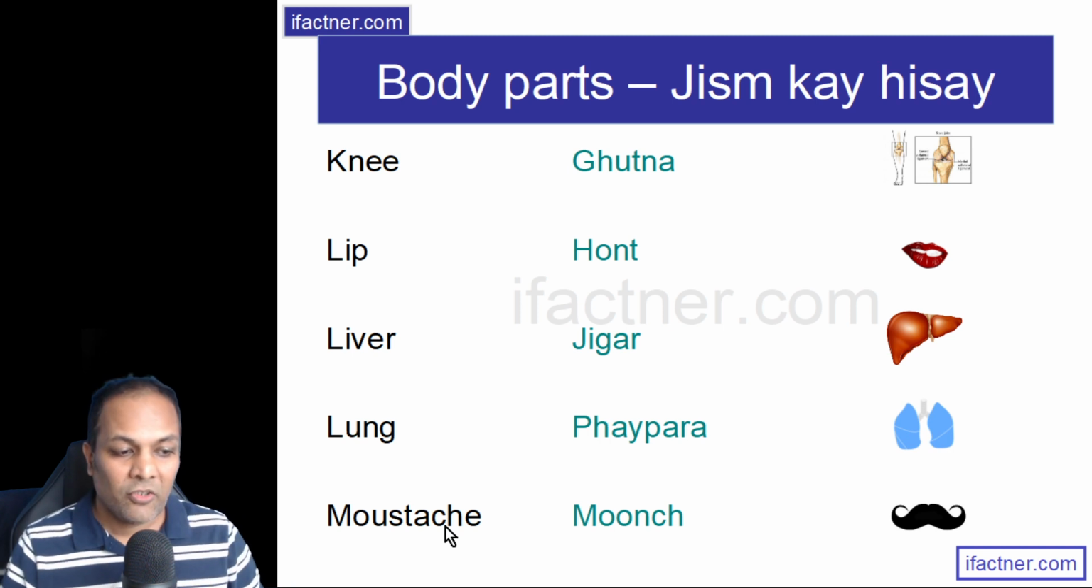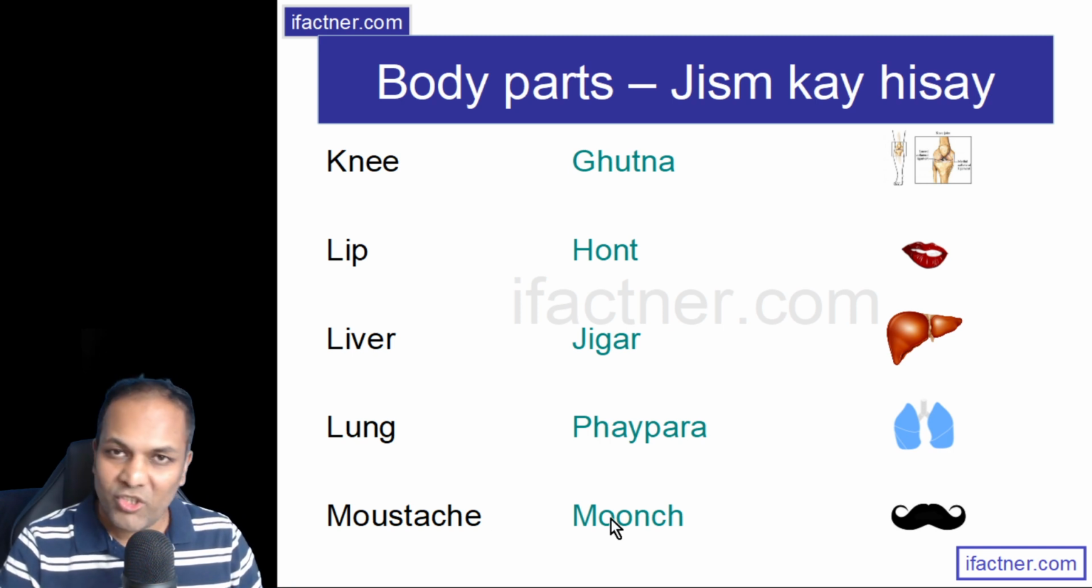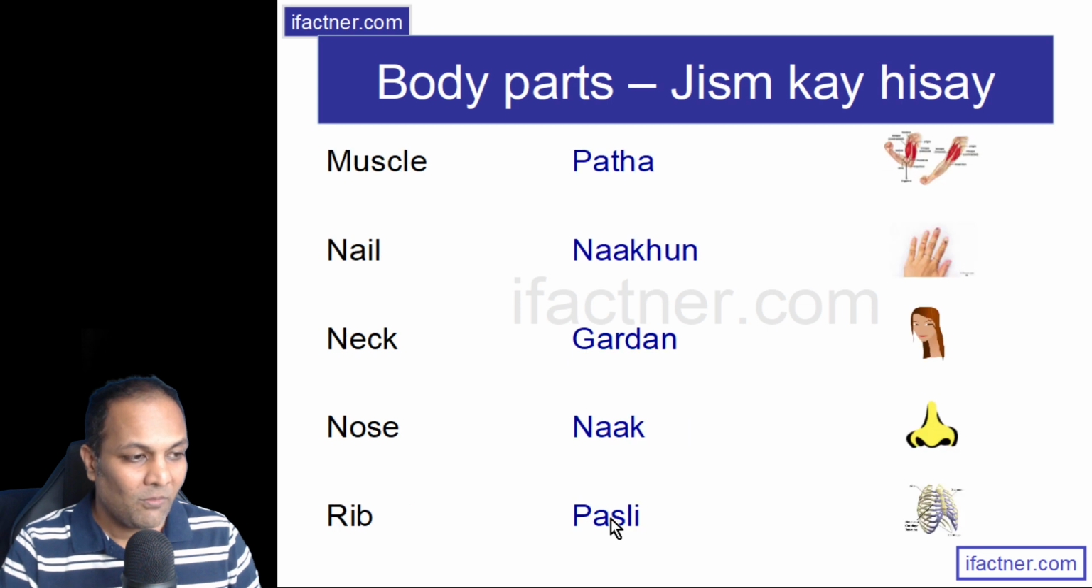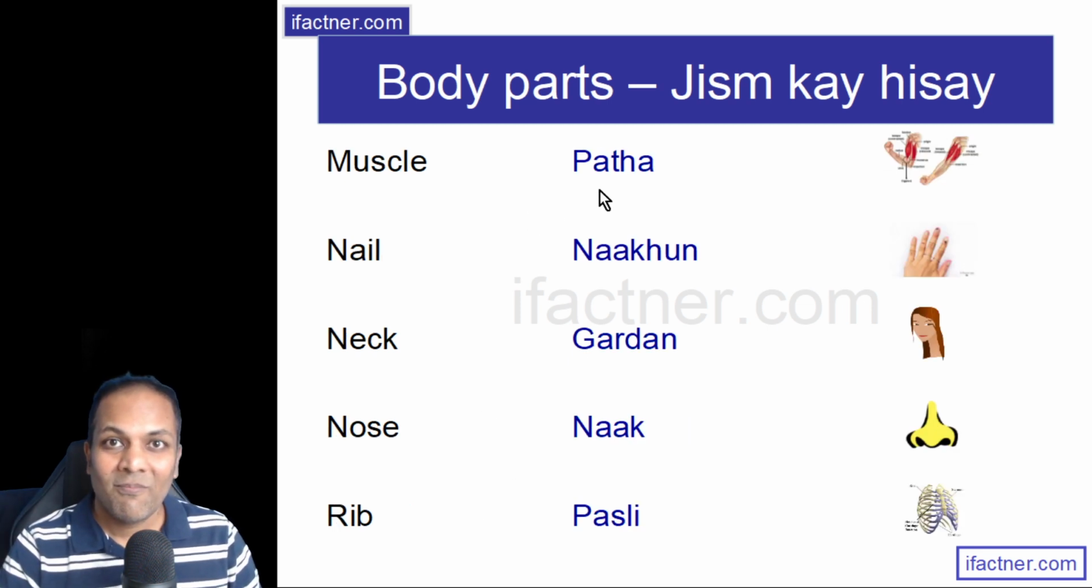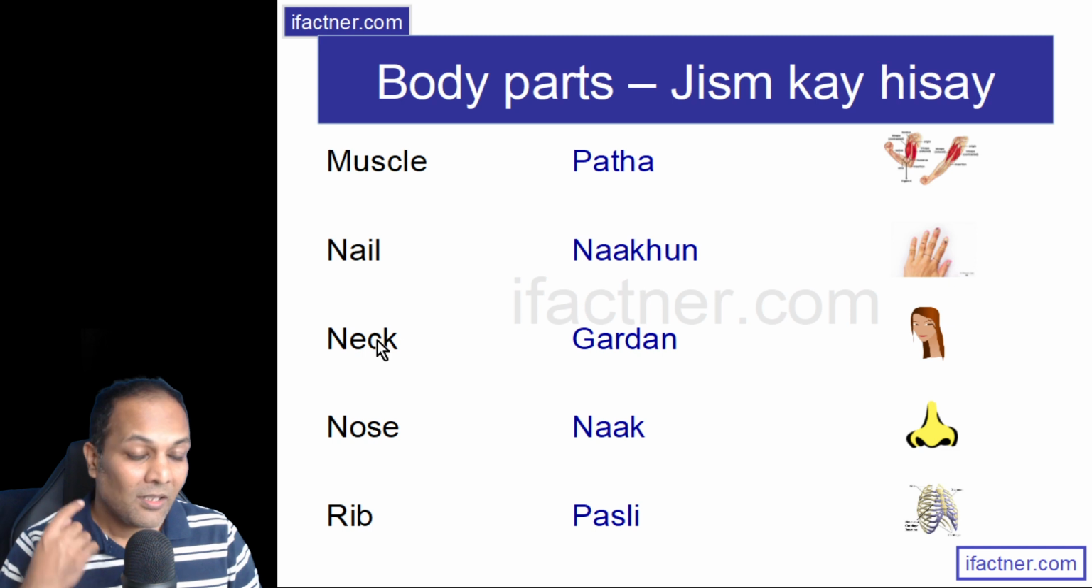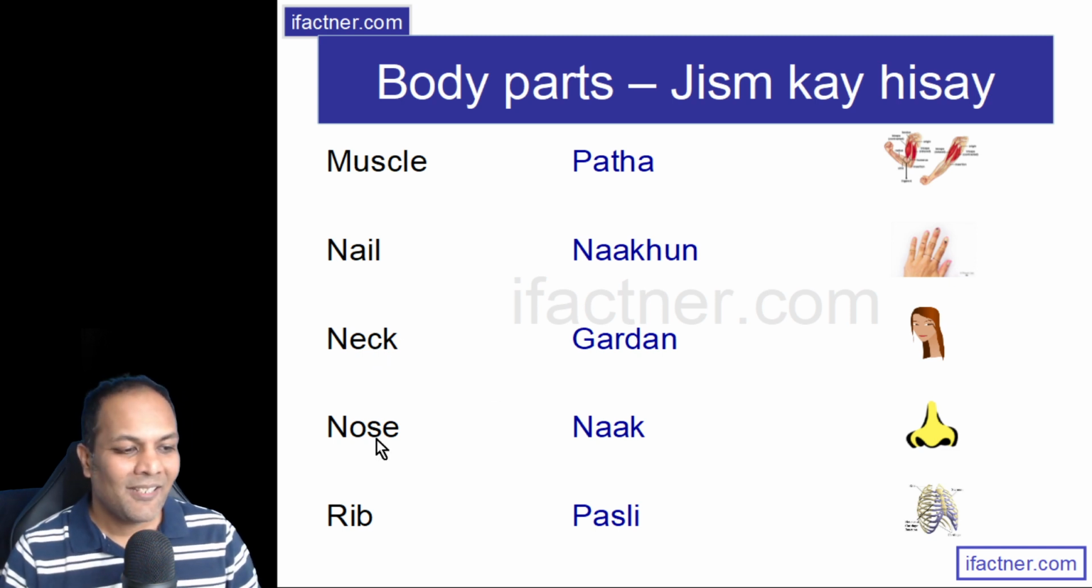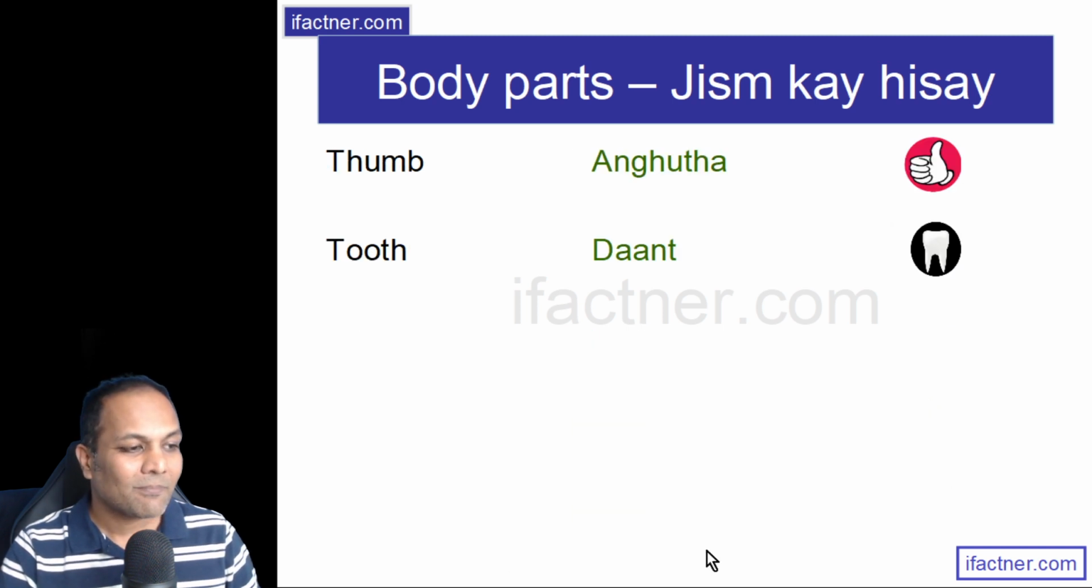Mustache is Mooch. And muscle is Patta. Nail, Naakhun. Neck, Gardan. Nose, Naak. Rib, Pasli.